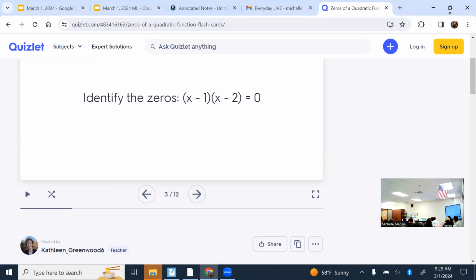All right, what are my x-intercepts for this one? Good try. +1 and +2. So it's like these numbers, but the opposite sign.